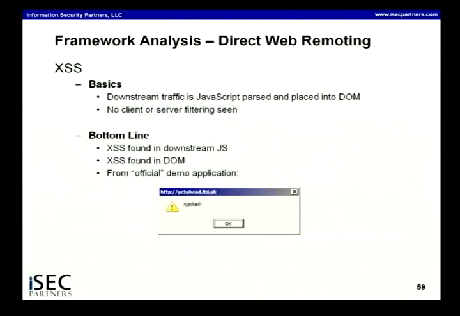And this situation is a very, very simple one. Cross-site scripting. The downstream traffic in Direct Web Remoting is JavaScript. It's parsed and it's placed into a DOM. There doesn't seem to be any client or server filtering. The bottom line is this is a real screenshot. I do not rely on DWR for cross-site scripting filtering.